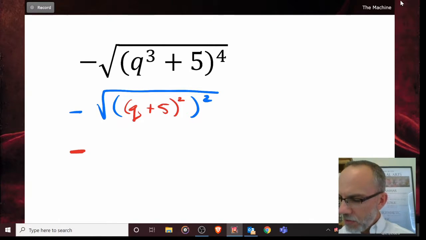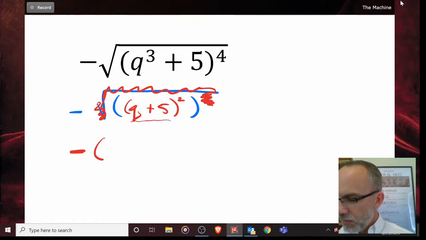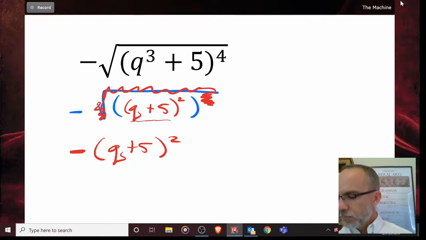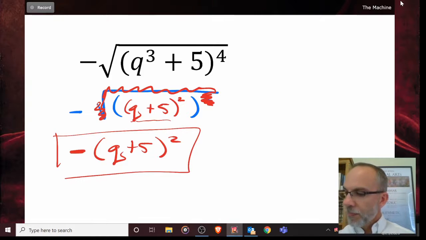So the negative carries along because it's outside the radical. And when I do the radical stuff, this radical right here annihilates this squared right there, and all I'm left with then is the base that remains, negative of q cubed plus 5 squared. And maybe that's as far as I need to take that one. Not a problem. How do I wind up getting a 2 right here when I did a 2 index of a 4 right there? You think about that.